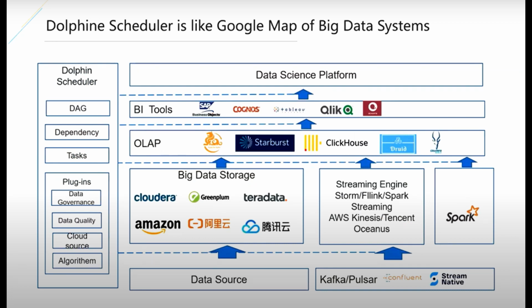You have big data systems on cloud or on-premise. You must have some data sources, and also you have Kafka, Flink, and Spark Streaming or Storm to deal with streaming jobs. Also you have a Spark platform. You must have something like Cloudera, Greenplum or Teradata, or Amazon, Ali Cloud, Tencent Cloud, or some data lake on cloud. Also, you have some OLAP engine like Kylin or Presto or ClickHouse or Impala or Drill, and also you have some BI tools and the data scientists' platform.